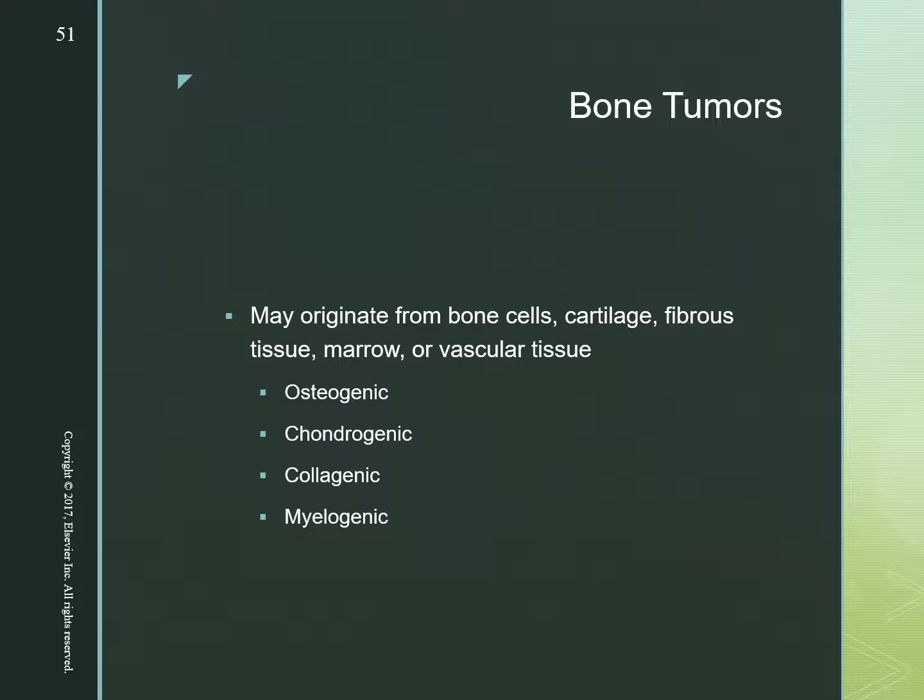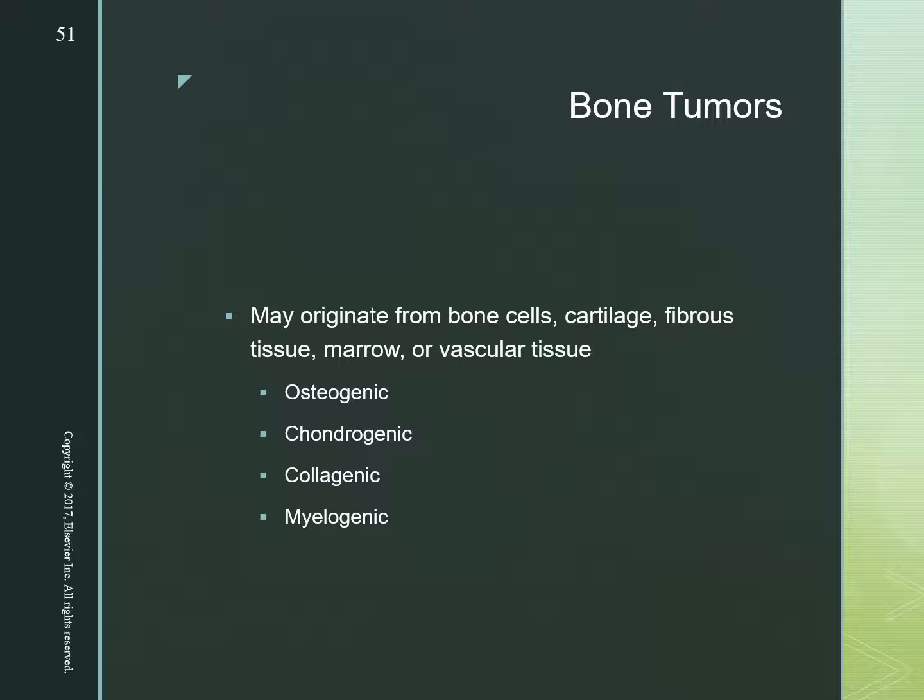sarcomatous tissue. Sarcomatous tissue, sorry about that. The tissues can have the appearance of a callus or compact or spongy bone. Chondrogenic, produced from cartilage or chondroid, a primitive cartilage or cartilage-like substance.